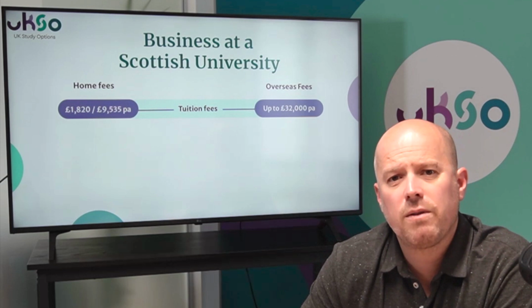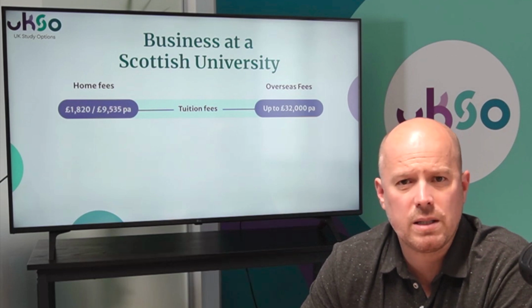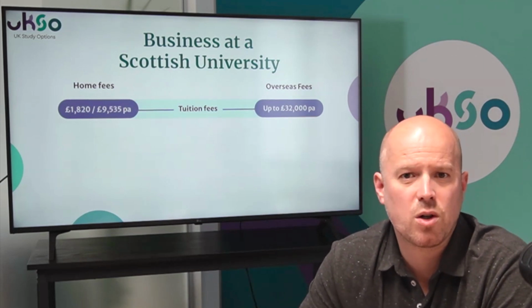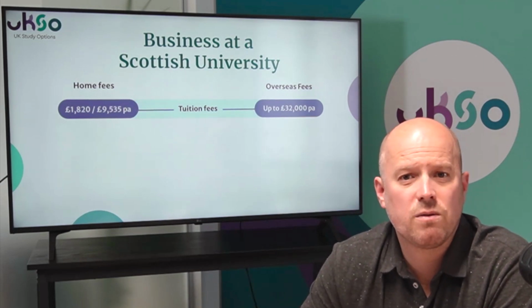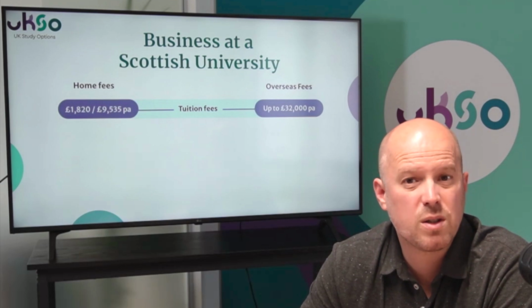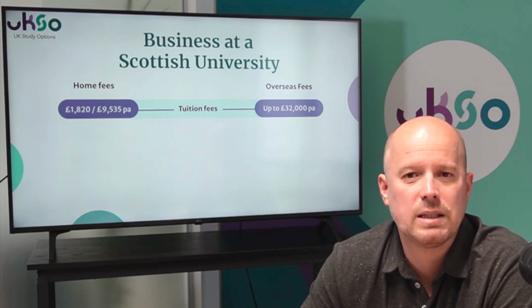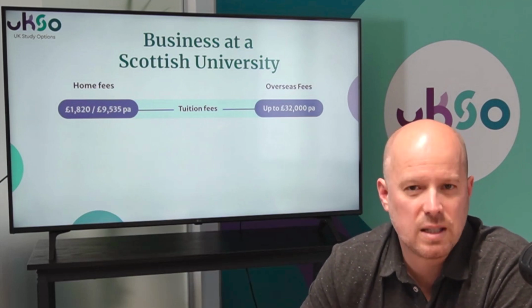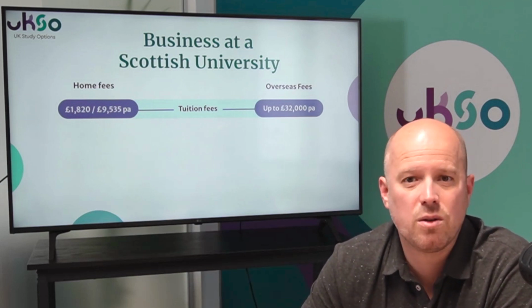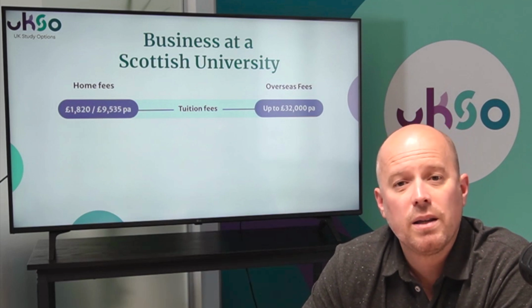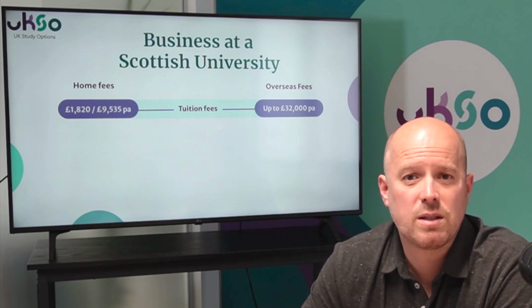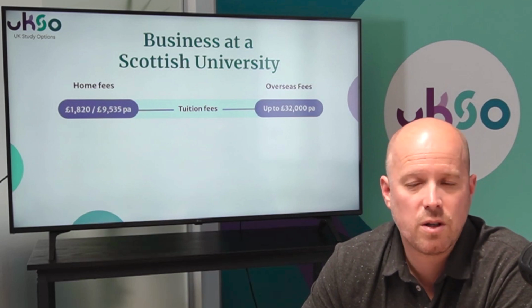But they also have a middle rate of fees. It's called RUK, Rest of UK. So if you're from England, Wales, or Northern Ireland and you apply to a university in Scotland, you will pay £9,535 per year, the equivalent of home fees in England. But these fees are still much lower than what you will pay as an overseas fee-paying student, up to £32,000 per year. There are business degrees in Scotland you can study for less than that, but currently the most expensive is at St Andrews University.